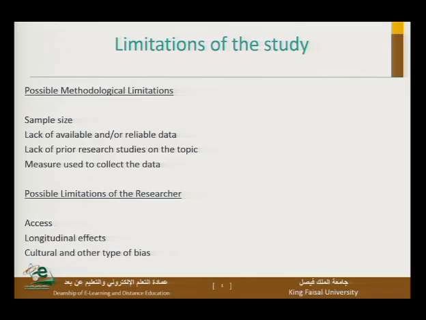Some possible limitations of the researcher: access to the data. People might not give you access to their data. Or longitudinal effects. You want to study, for example, how language changes across time with people who are now 5 years old, and then you want to restudy them after 4 or 5 years. This is very difficult to do. Some of them might die. They might leave. They might refuse later on to participate in your study.